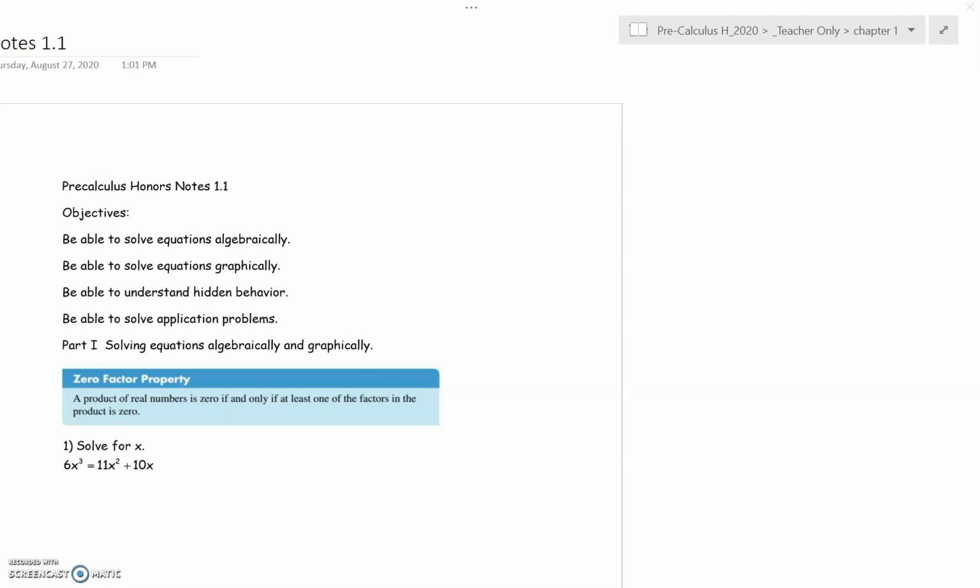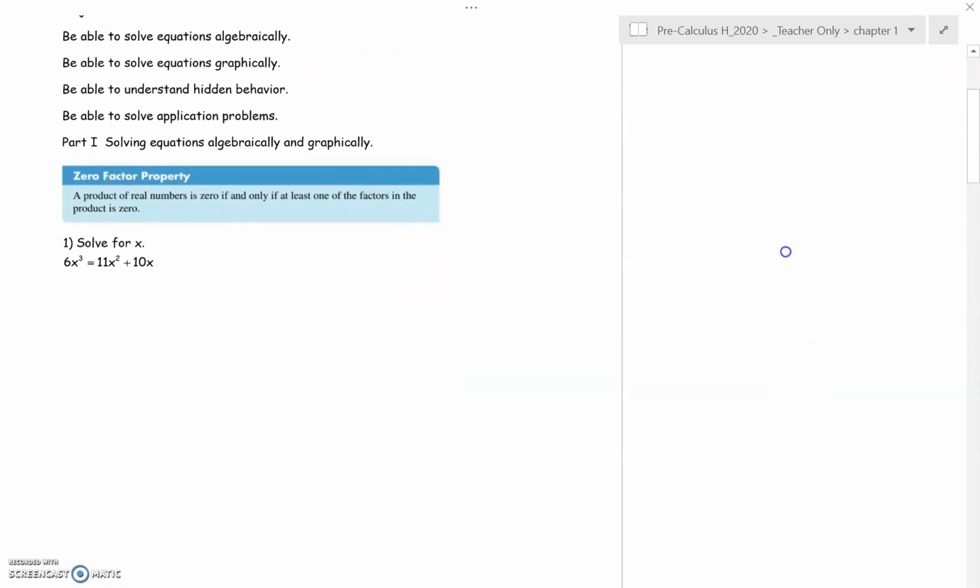Hi Pre-Cal Honors, so this is Notes 1.1, and we're going to start with our objectives here. You're going to be able to solve equations algebraically and graphically, understand hidden behavior, and be able to solve application problems, but really basic ones. Okay, so we're going to start right here with number 1, and then we'll talk about the zero factor property in just a second.